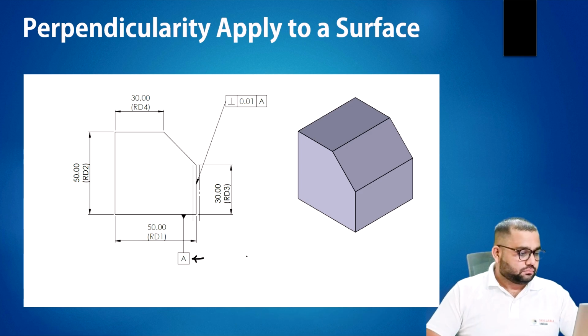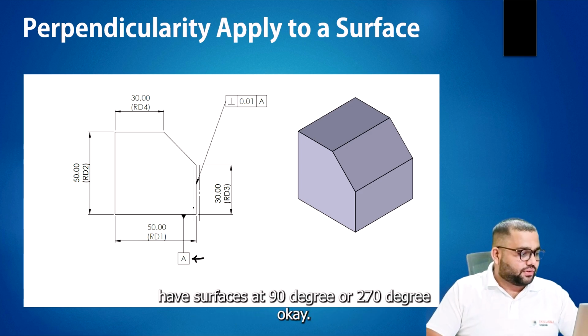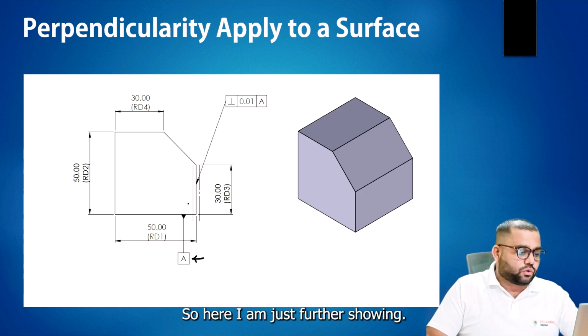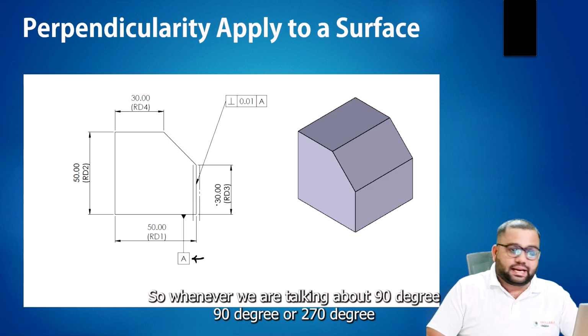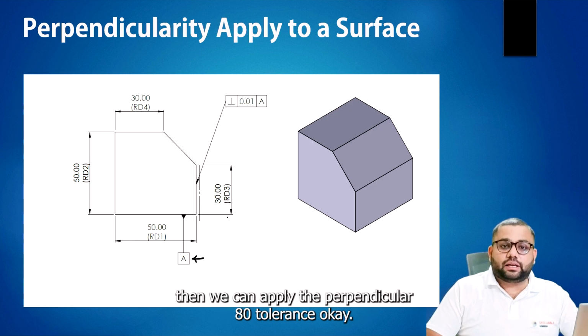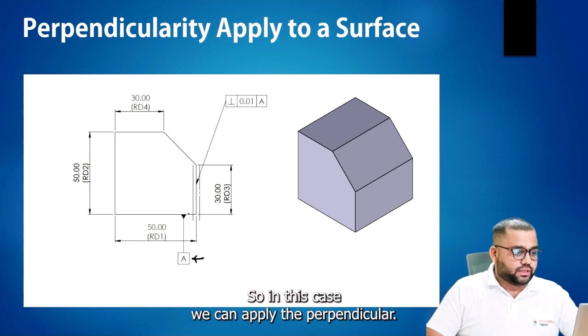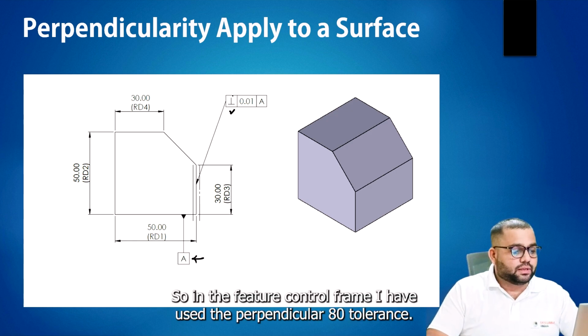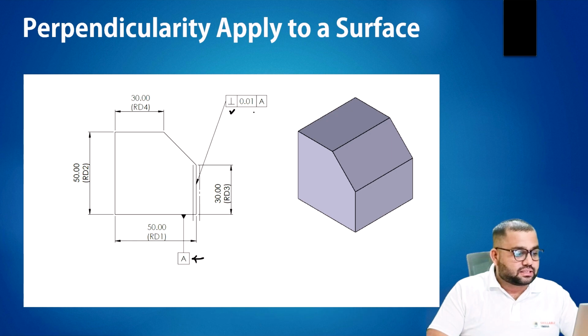Okay, so whenever we have surfaces at 90-degree or 270-degree, and just for showing, we are talking about this 90-degree, then we can apply the perpendicularity tolerance. So in this case, we can apply the perpendicularity tolerance. In the feature control frame, I have used the perpendicularity tolerance.